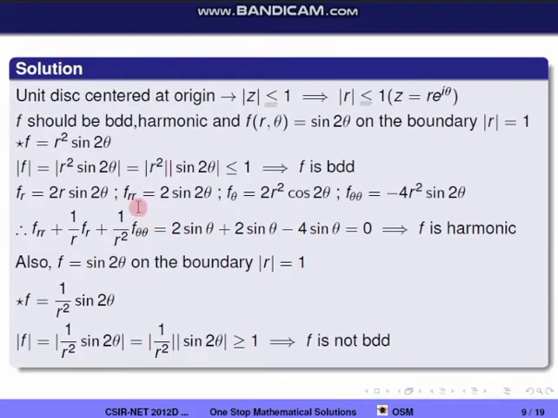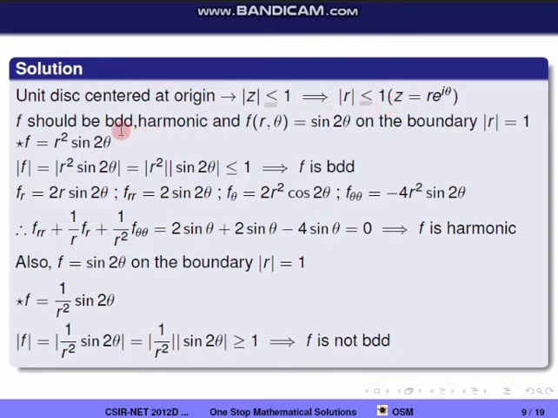They are given the region to be the unit disk centered at origin, that is mod z less than 1. So if I take polar coordinates z is equal to r e raised to i theta, then this implies mod r less than 1.